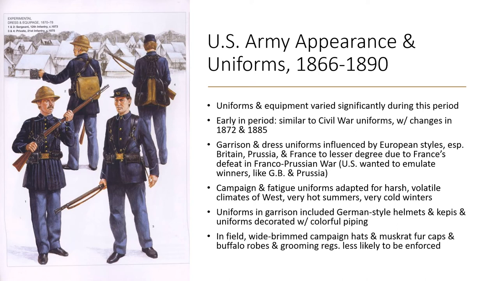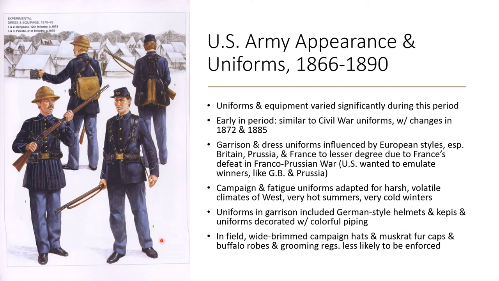For example, navy blue is the standard color for jackets, and sky blue is the standard color for most trousers. Sometimes officers will wear dark blue, but in general, they're still wearing blue uniforms. They're not wearing camouflage yet, at least not standard issue. Early in the period, the uniforms are very similar to those during the Civil War. There are some changes made in 1872 and 1875.